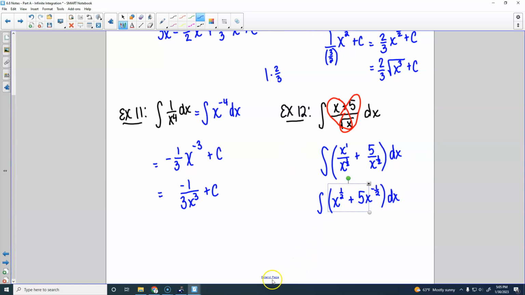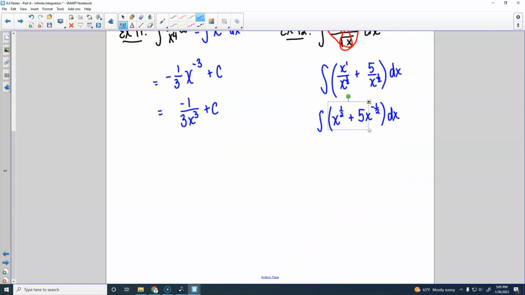So now I have this rewritten where I can use just the basic power rule for integrating. So I will do x to the 3/2, and we just did this. 1 divided by 3/2 is going to be 2 thirds there. And then I'll have x to the positive 1/2, and I've got to do 5 divided by 1/2, which seems like it should be 2.5, but it's not. 5 divided by 1/2 is 10, so it's going to look like this: 2 thirds x to the 3/2 plus 10x to the 1/2 plus c.